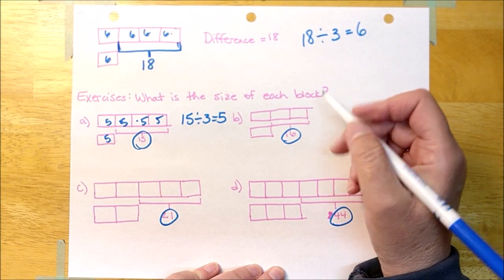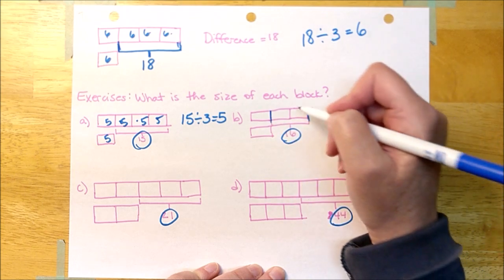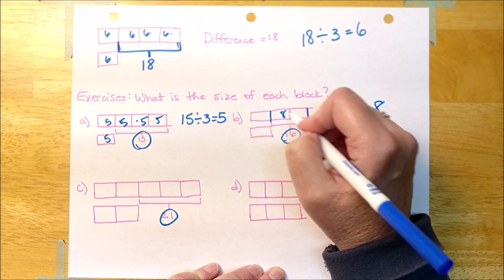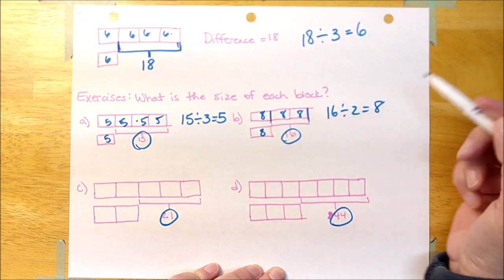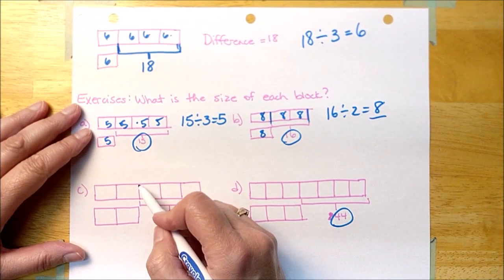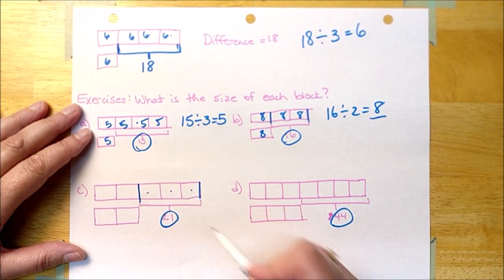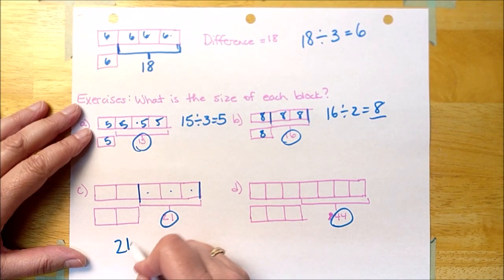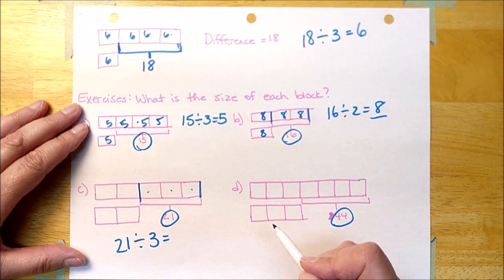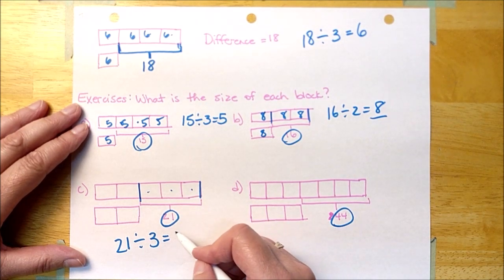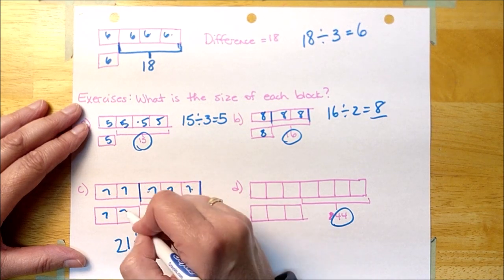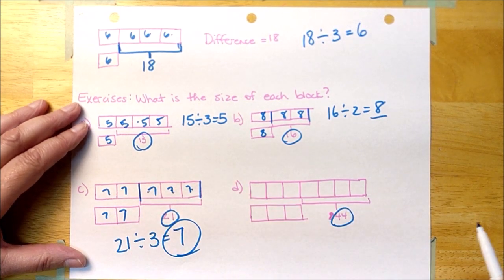So here the difference is 16 for these 2 blocks. So 16 divided by 2 equals 8. So each block is 8. Here the difference was 21. So that's 1, 2, 3 blocks have to equal 21. So 21 divided by 3. Oh, look at how all this practicing of our multiplication facts is paying off today, grade 4, is 7. So each block is 7.